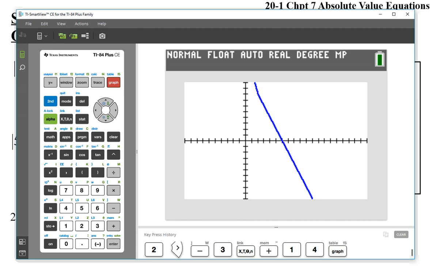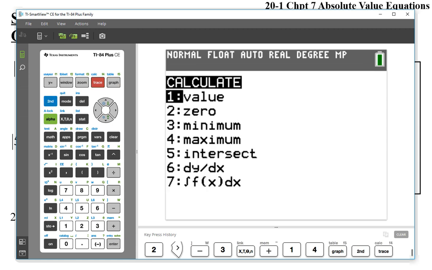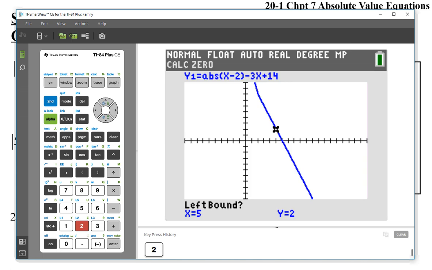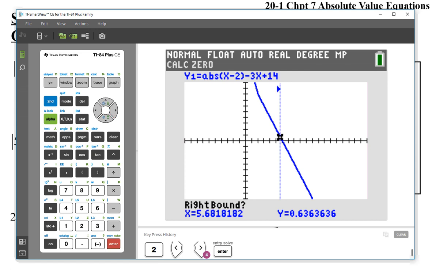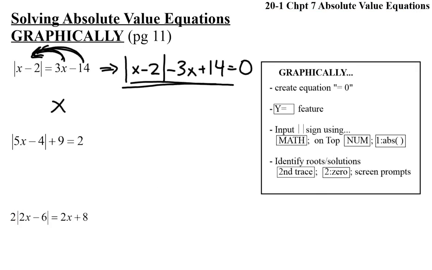What do we do next? Same as we did before with quadratic graph solutions. Second trace, we want the zeros. The prompt says scroll so that we're on the left side of the zero or the intersect, then scroll so we're on the right side of it. Hit enter, and hit enter one more time to guess it. So our solution here is x equals 6.